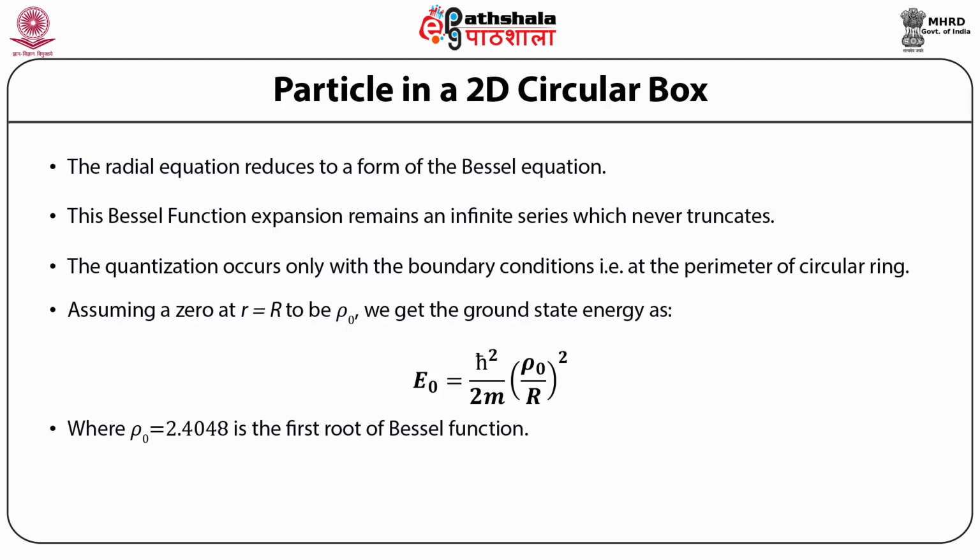So from this equation we get this expression for the ground state energy, and now putting the value of rho naught, that is, it is equal to 2.4048, which is the first root of the Bessel function. Then E naught is equal to h cut square by 2m multiplied by 2.4048 by R the whole square.